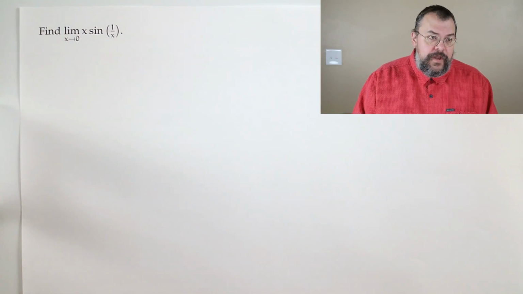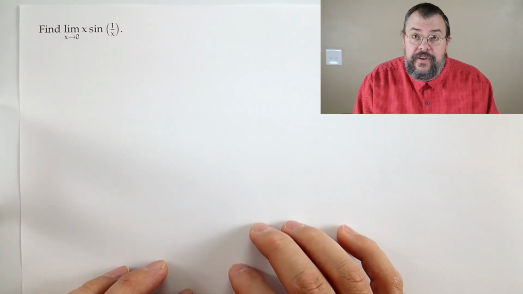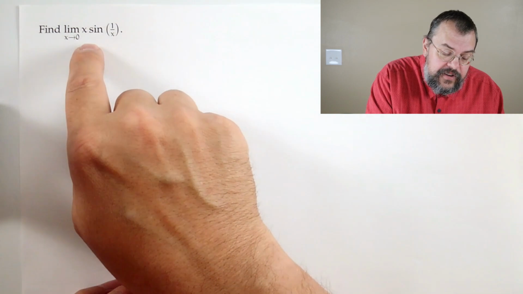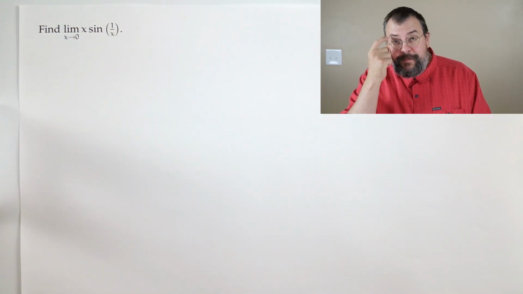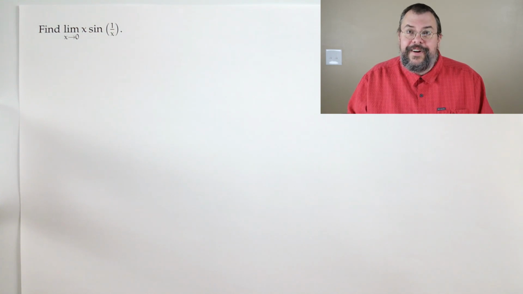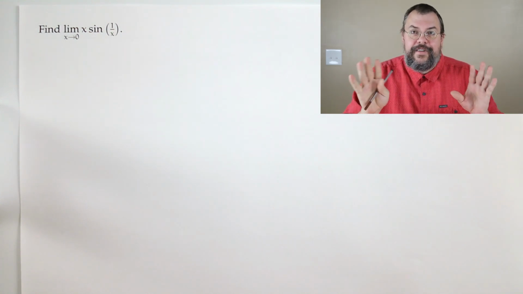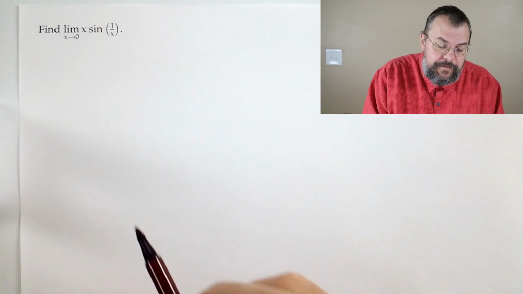So our first problem, find the limit as x goes to 0 of x times sine of 1 over x. Now, let's be careful here. You might be thinking, oh, maybe this is our sine x over x. No, that's coming later. Let's recall something.